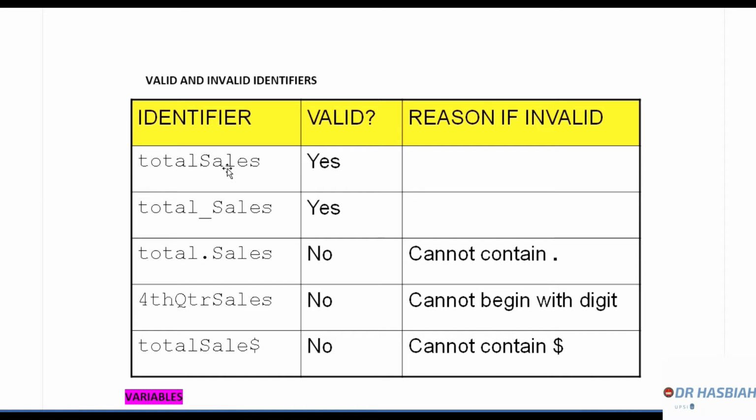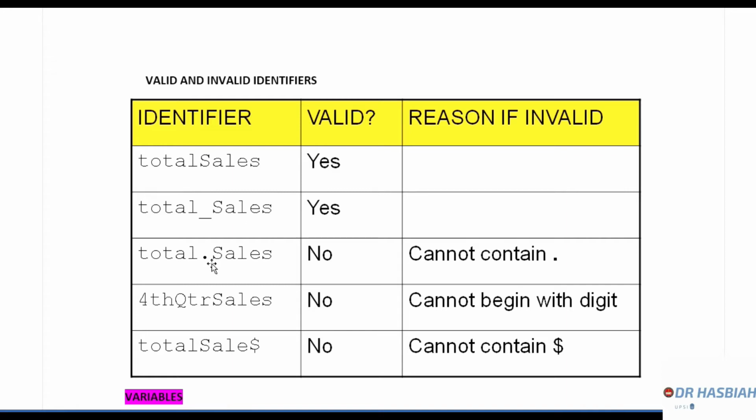We don't have any special symbol other than that, so this is valid. And then the second one, total sales. But I have two words here, total underscore sale. You can separate two words, but you have to use the underscore for the blank space here. So if you have two words, use the underscore in order to separate the words. So this is valid.